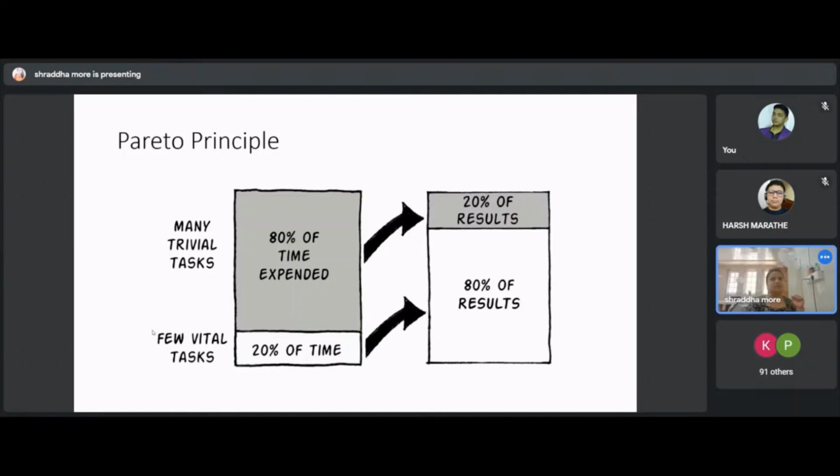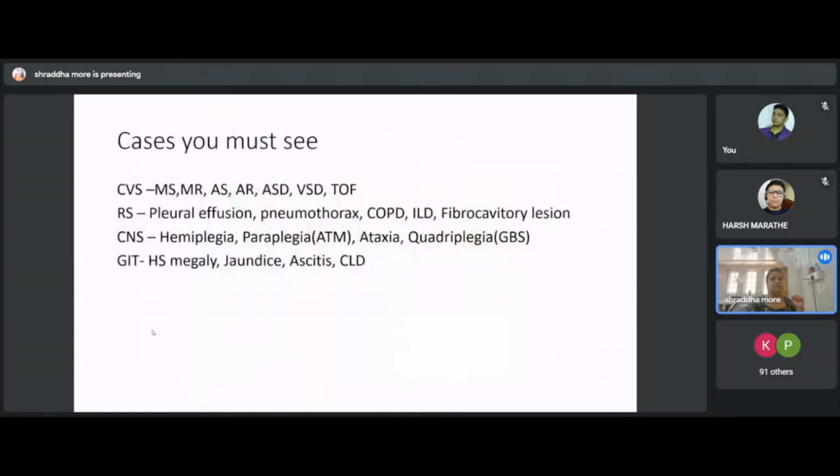Coming back, so vision board for the posting. We have lots of vision boards. Make a habit of writing a vision board. My vision board for my clinical posting is what cases I must see. And these are the cases from the Department of Medicine. You must see these. I am going to share the PPT with all of you.